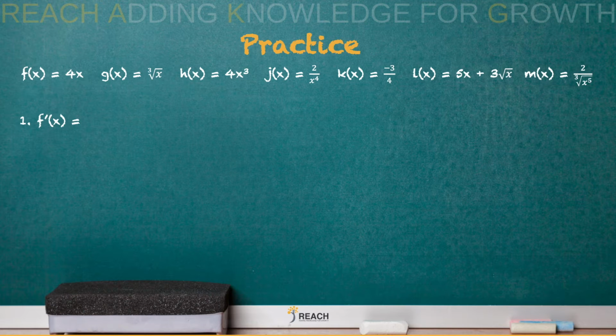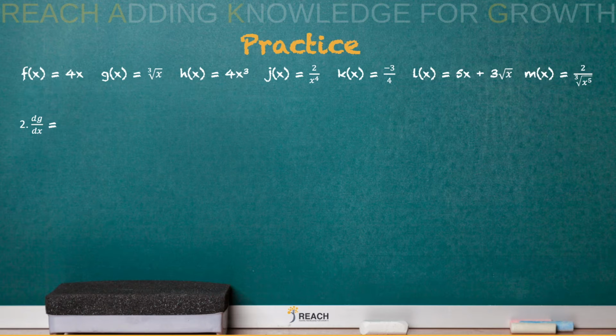All right, number 1, f prime of x means find the derivative of the f function. So let's go up to the f function, which is 4x. All right, 4x, that is a linear function. So we know the derivative of a linear function is the slope, which is 4. Final answer.